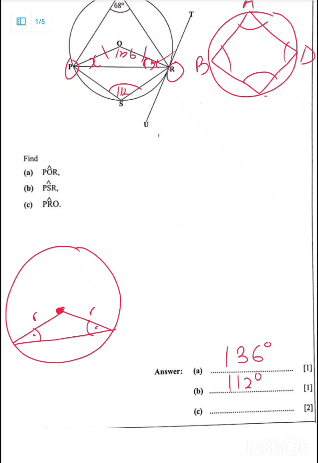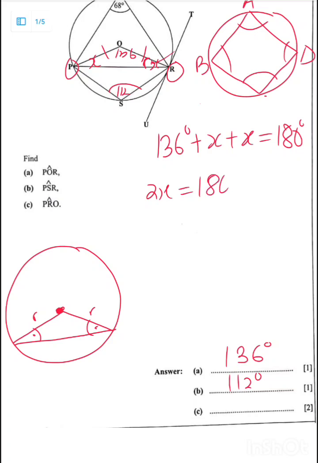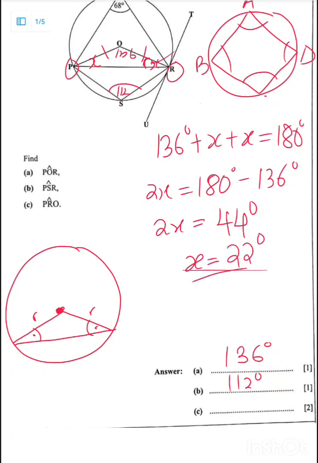So we are saying 136 degrees plus X plus X is equal to 180. So this will be 2X is equal to 180 degrees minus 136 degrees. So now, what do I get when I subtract? 44 degrees. So dividing by 2 throughout, you get X as 22 degrees. Now what did we say X is? X is the same angle here. So this angle is just 22 degrees.